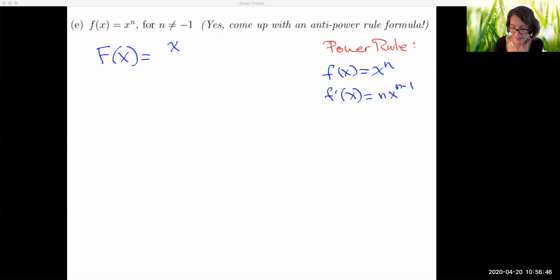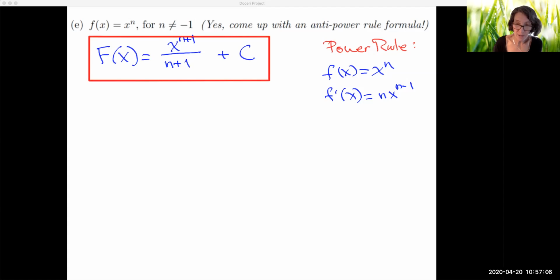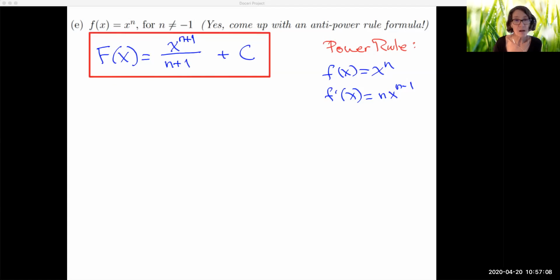So here, the formula that you should have come up with is this. You raise the exponent by 1, but then you have to divide by whatever that number was that you got. So it's x to the n plus 1 divided by n plus 1. And then we have to add a constant. So this is a formula that you will use for the rest of the semester, and you'll have to memorize it. So you'll do lots of problems so that you can memorize it.